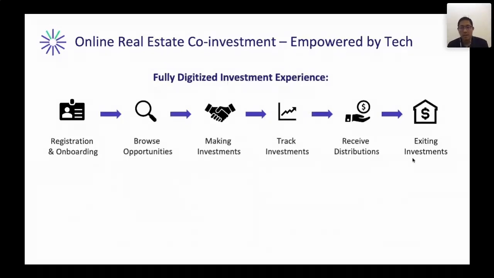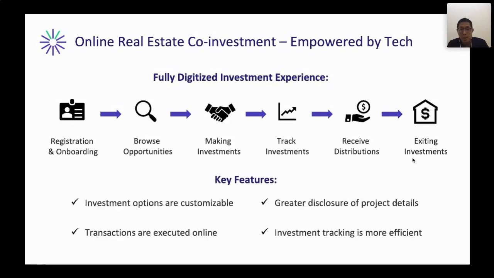For the investors, they have, firstly, a much wider choice of investments that they can choose from, and they can customize to their needs, right? On the deal front as well, there's also a greater level of disclosure on the project and on the information. And in terms of investment tracking, this has also really been enhanced with technology. With online dashboards, you can zoom down into the particular deal itself, how well it's performing. You can zoom up and look at your entire portfolio at a glance, right?